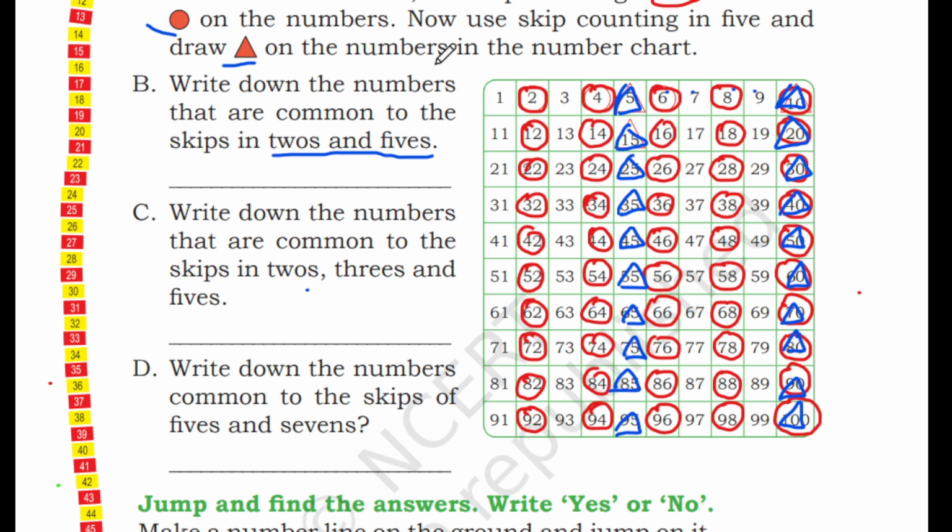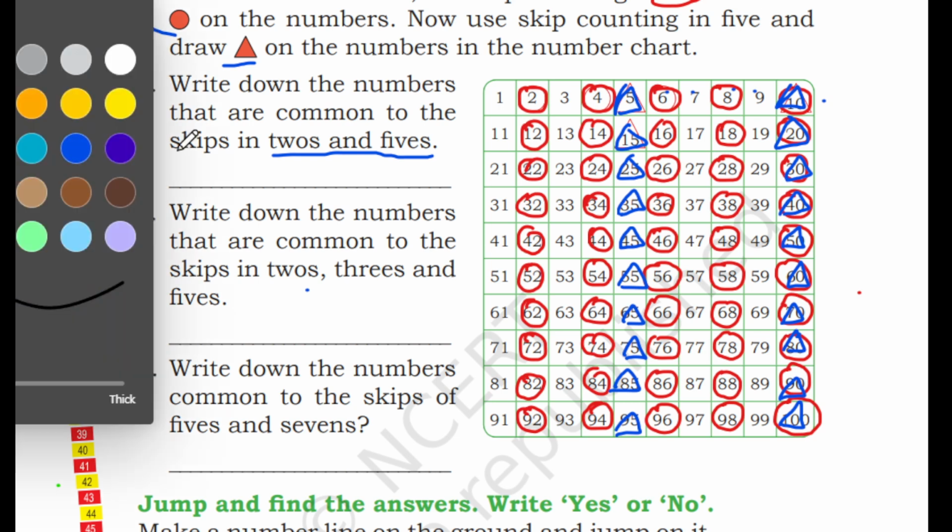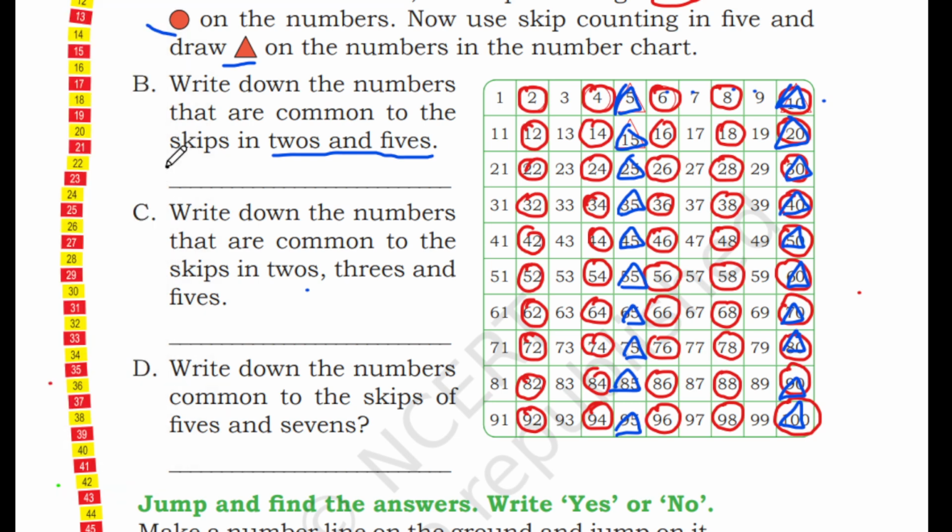So find out the number which has both circle and square. Here on the first row we have number 10, both circle and square, number 20, number 30, number 40, 50, 60, 70, 80, 90 and 100. So all these numbers are having both circle and square. So this is a common number. Now we can write the common numbers here.